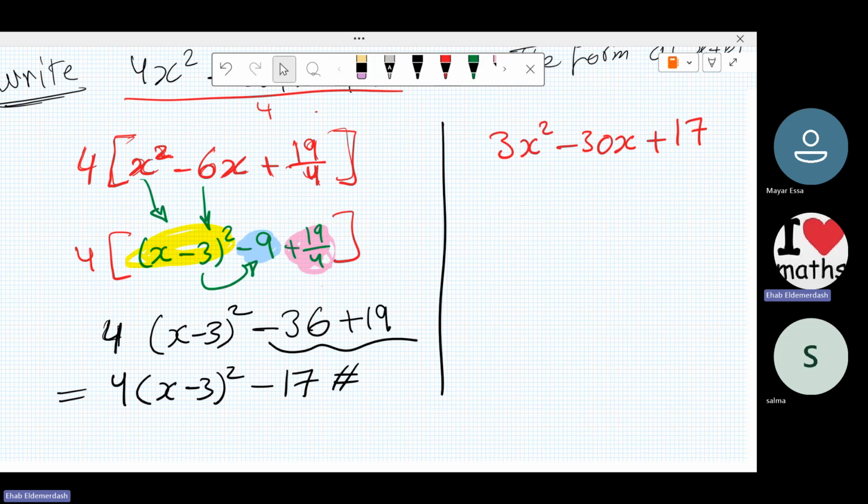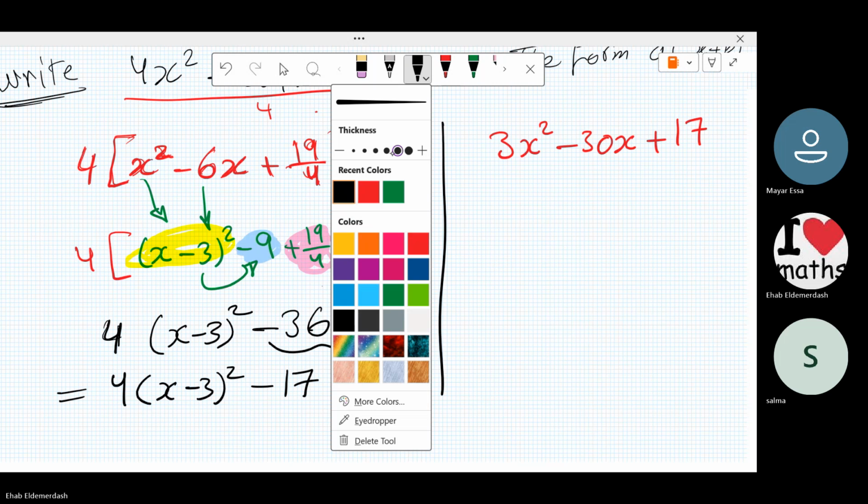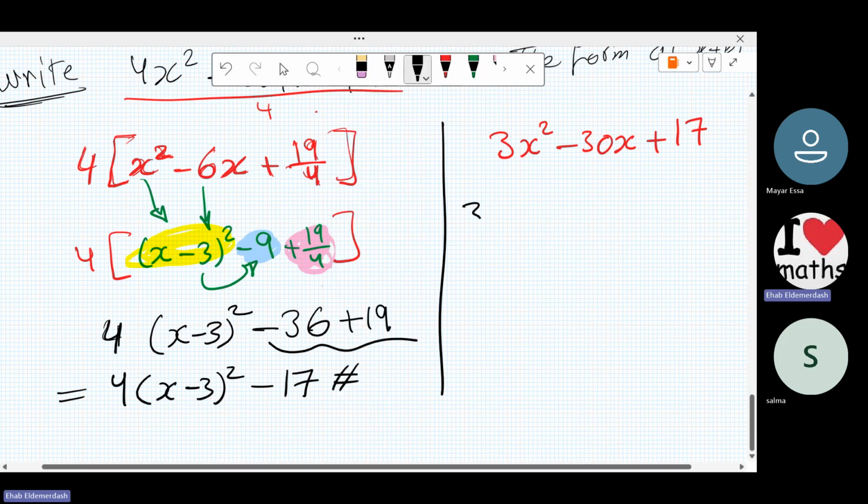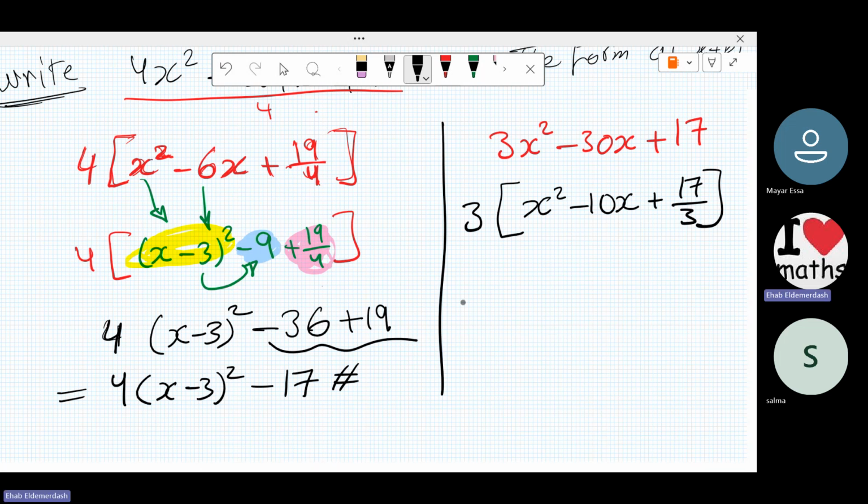Who did that? Who can tell me what will be my first step? Take the 3 outside. Once we took the 3, what we should do? Divide everything by 3. So x squared minus 10x plus 17 over 3. Am I clear so far? Is it difficult? Let's continue.